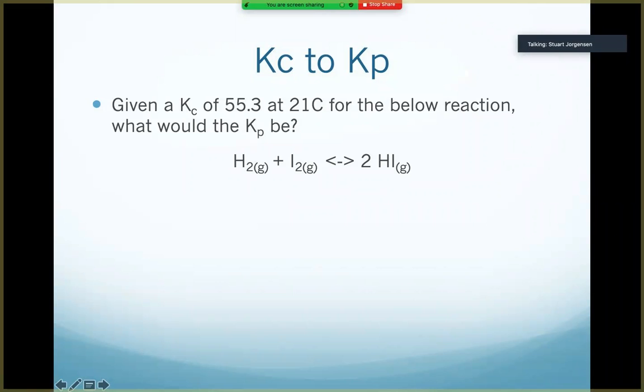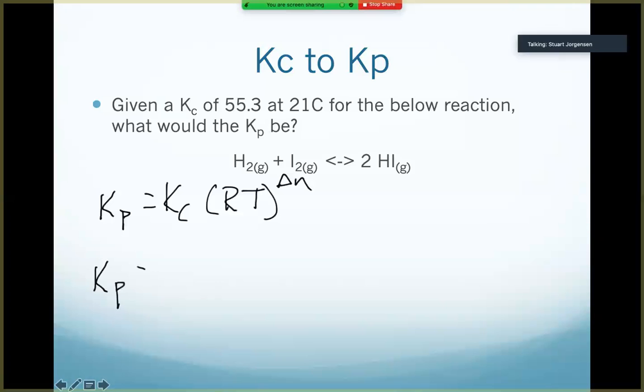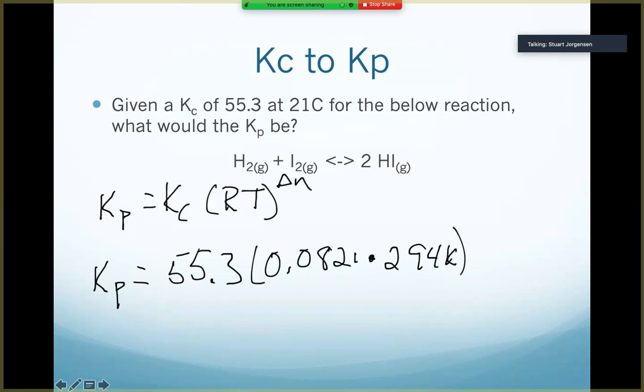As you go to set this up, don't be mad. Reminder, Kp equals Kc times RT all raised to delta n. If you plug in what you know here, we had 55.3, R was 0.0821, times our temperature, which was 21 plus 273, which is 294. All raised to the, we had 2 gas particles on the product side, 2 gas particles on the reactant side. 2 minus 2 is 0.